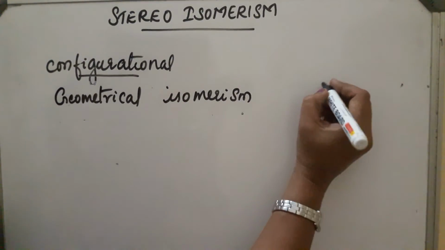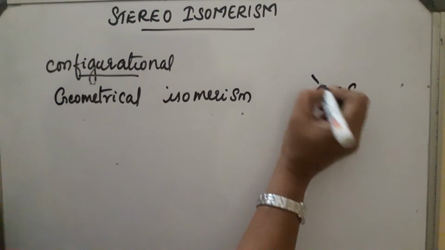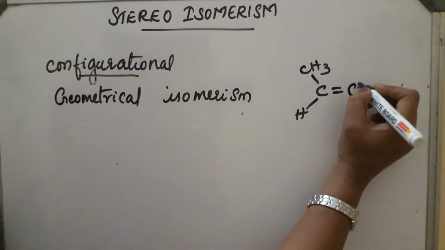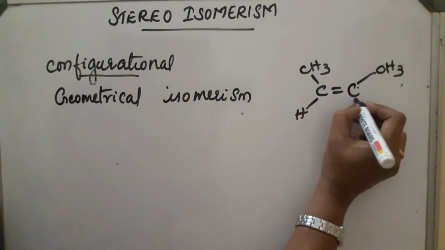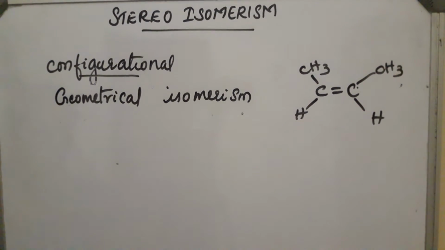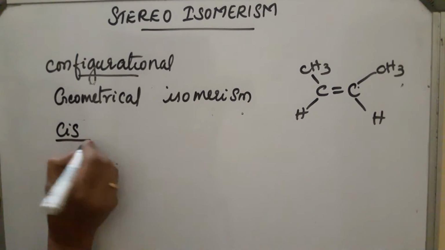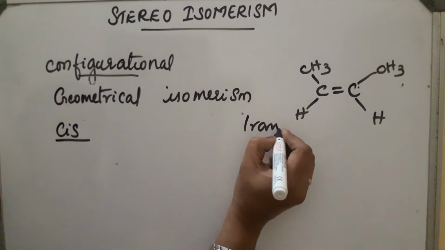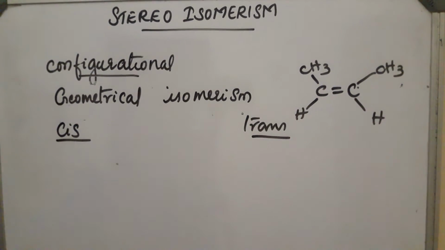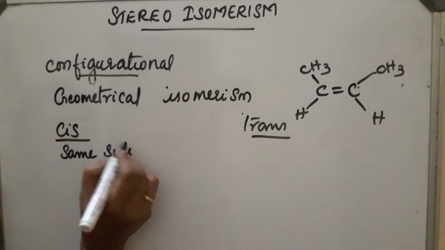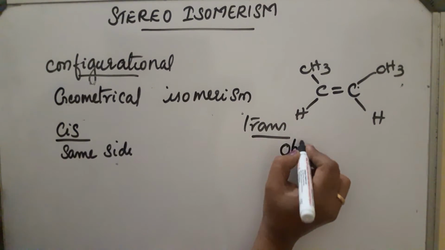If in the compound C double bond C the two groups attached to the same carbon atom are different, such compounds show geometrical isomerism. This isomerism is of two types, cis isomerism and trans isomerism. Cis means on the same side, and trans means on the opposite side.